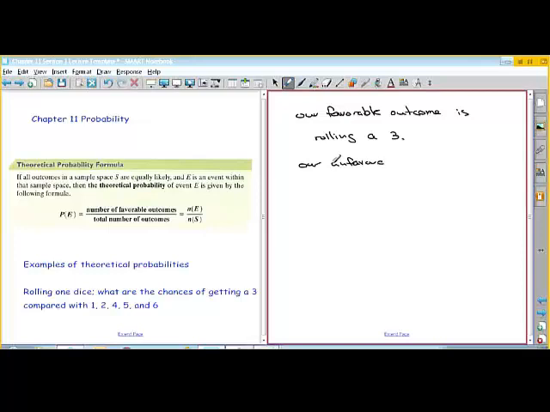Our unfavorable outcome is not rolling a 3.